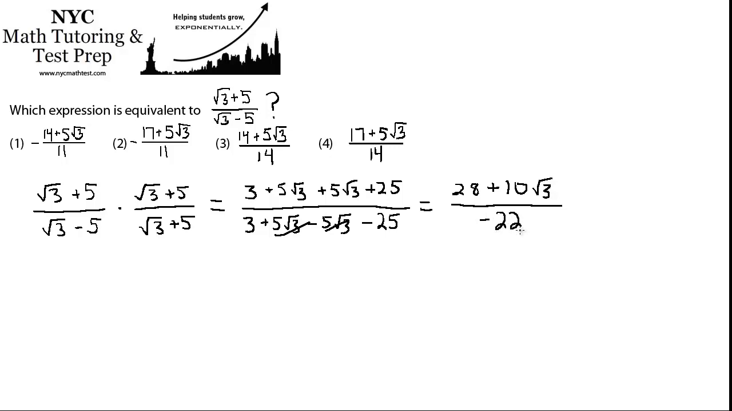And we can divide, everything here is divisible by 2, so we can divide both the top and the bottom by 2. So I'm going to do that in one step, and I'm also going to bring that negative out in front so that it's in front of the whole fraction. That's the way it's presented in some of the answer choices. So I'm dividing everything by 2. 14 plus 5 root 3 all over 11. And that matches with answer choice 1.